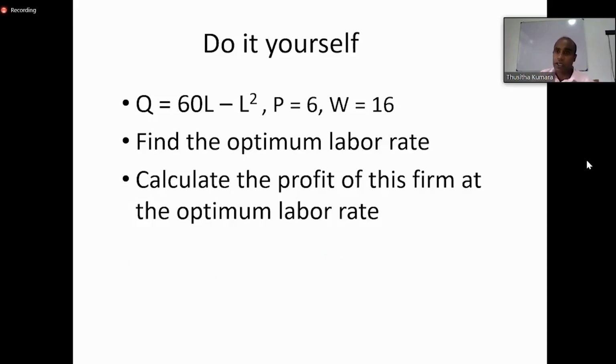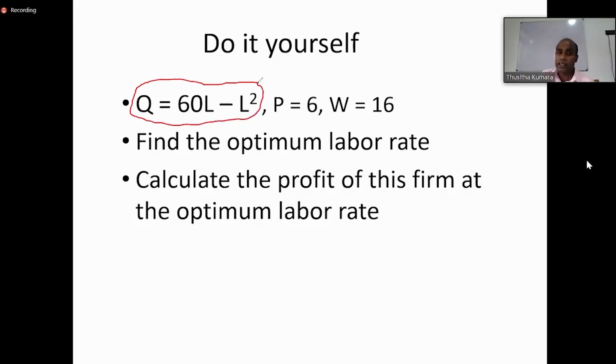So I had put it there, probably some of you have done that at home. Here, the production function is given as Q equals 60L minus L squared. Now, is this a short run or a long run production function?